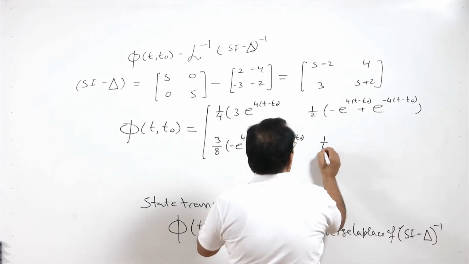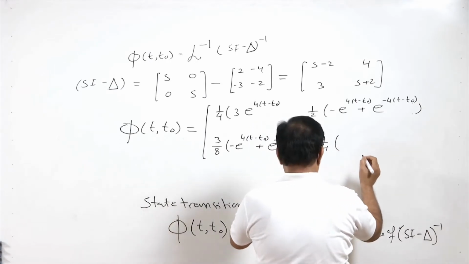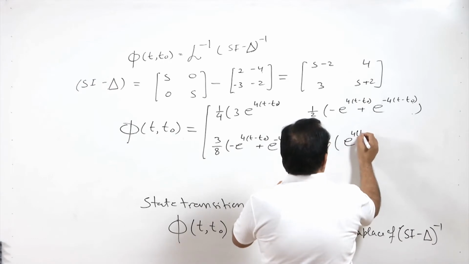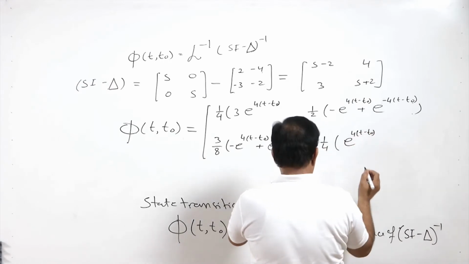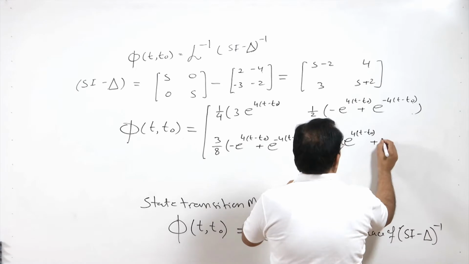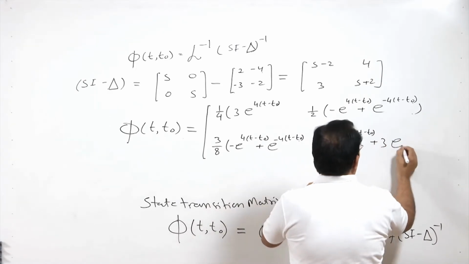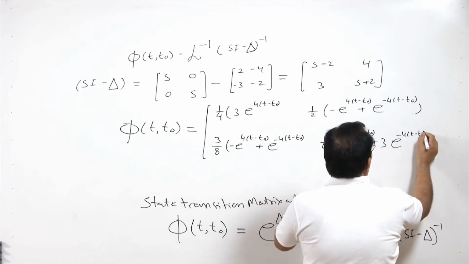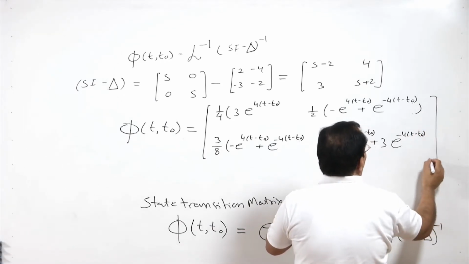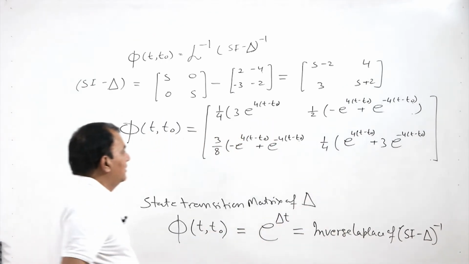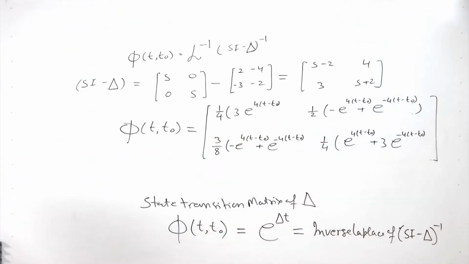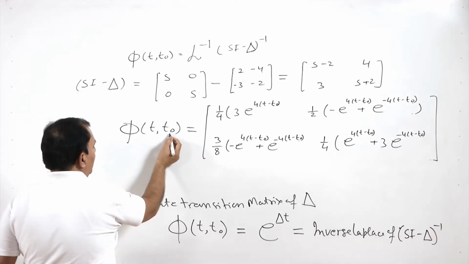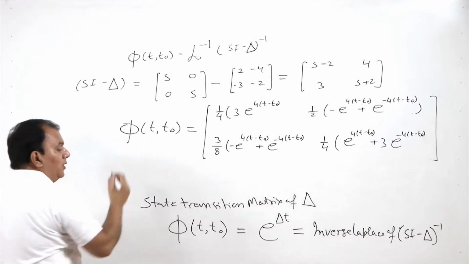Second element is 1 by 4, e to the power 4 t minus t naught plus 3 e to the power minus 4 t minus t naught. So, this is my state transition matrix when we are evaluating it from t0 to t.